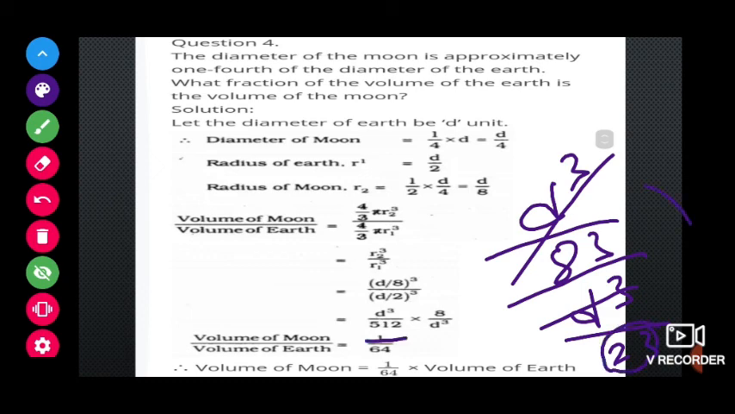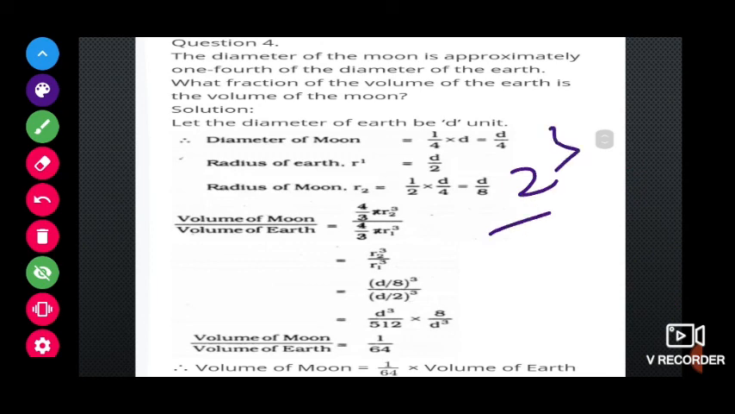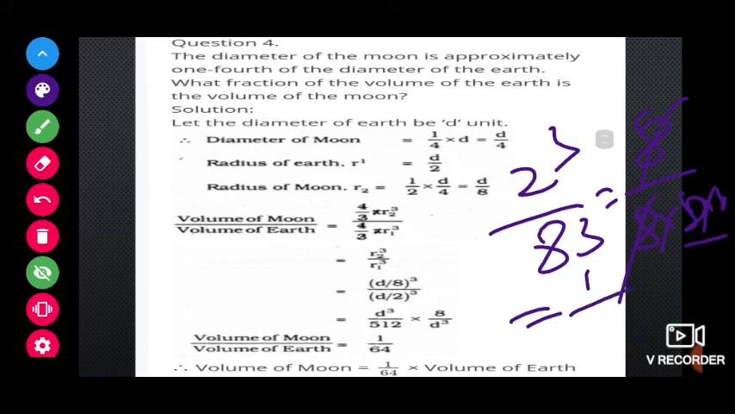If I take this and go to the numerator, I will get the reciprocal. So we will get 2 cube by 8 cube. 2 cube means 8, 8 cube means 8 into 8 into 8. So one 8 we can cancel. So 1 by 8 into 8, 64 is the answer. So volume of the moon by volume of the earth is nothing but 1 by 64 is the ratio. If I want to show the volume of the moon in terms of the earth, it means 1 by 64 into the volume of the earth.